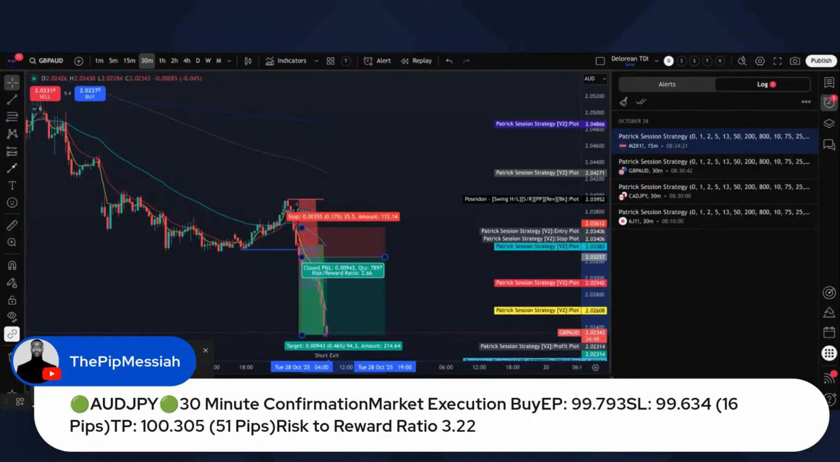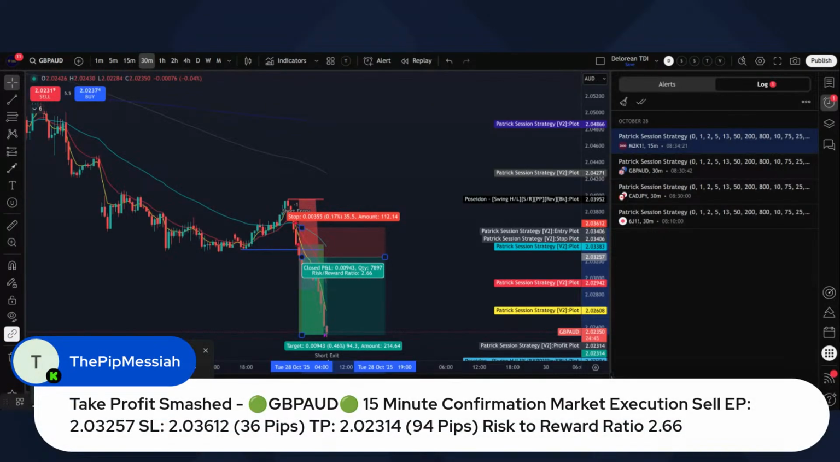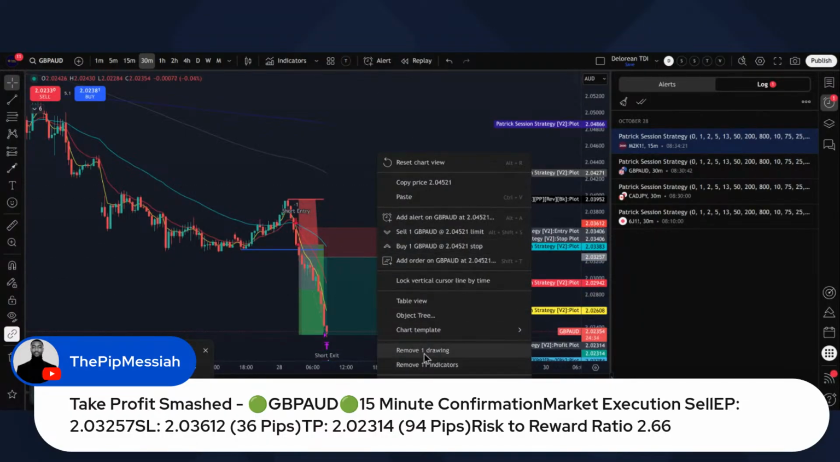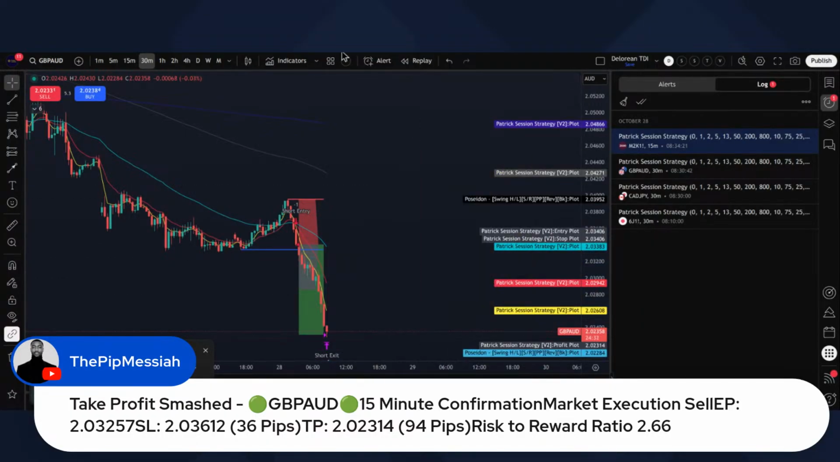Got take profit smash. Great British pound to Australian dollar for 94 pips. Again, congratulations. Let's go ahead and get that recorded. That's win number 931 for the year.